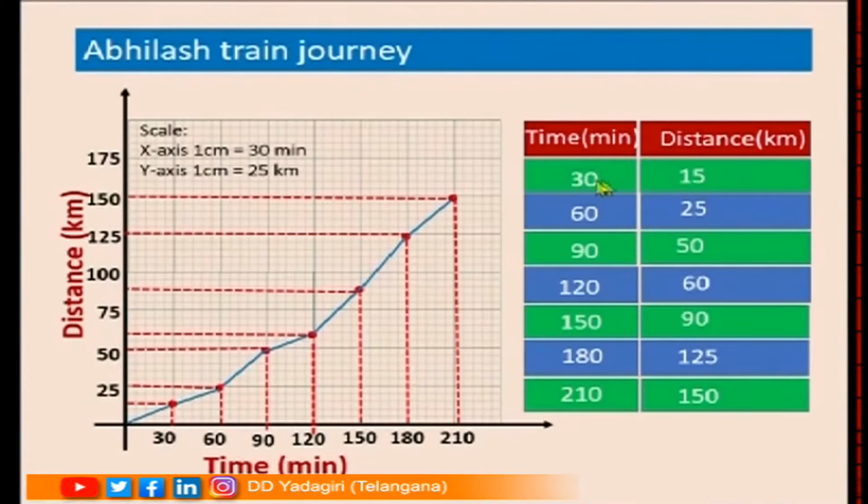So for the first 30 minutes it covered 15 kilometers. After completion of 60 minutes it is 25 kilometers. Means in the next 30 minutes the value is 25 minus 15, which is equal to 10 kilometers only. Means what? Here the train does not cover equal distance in equal time intervals. For every half an hour it is changing its speed. This is known as non-uniform motion.